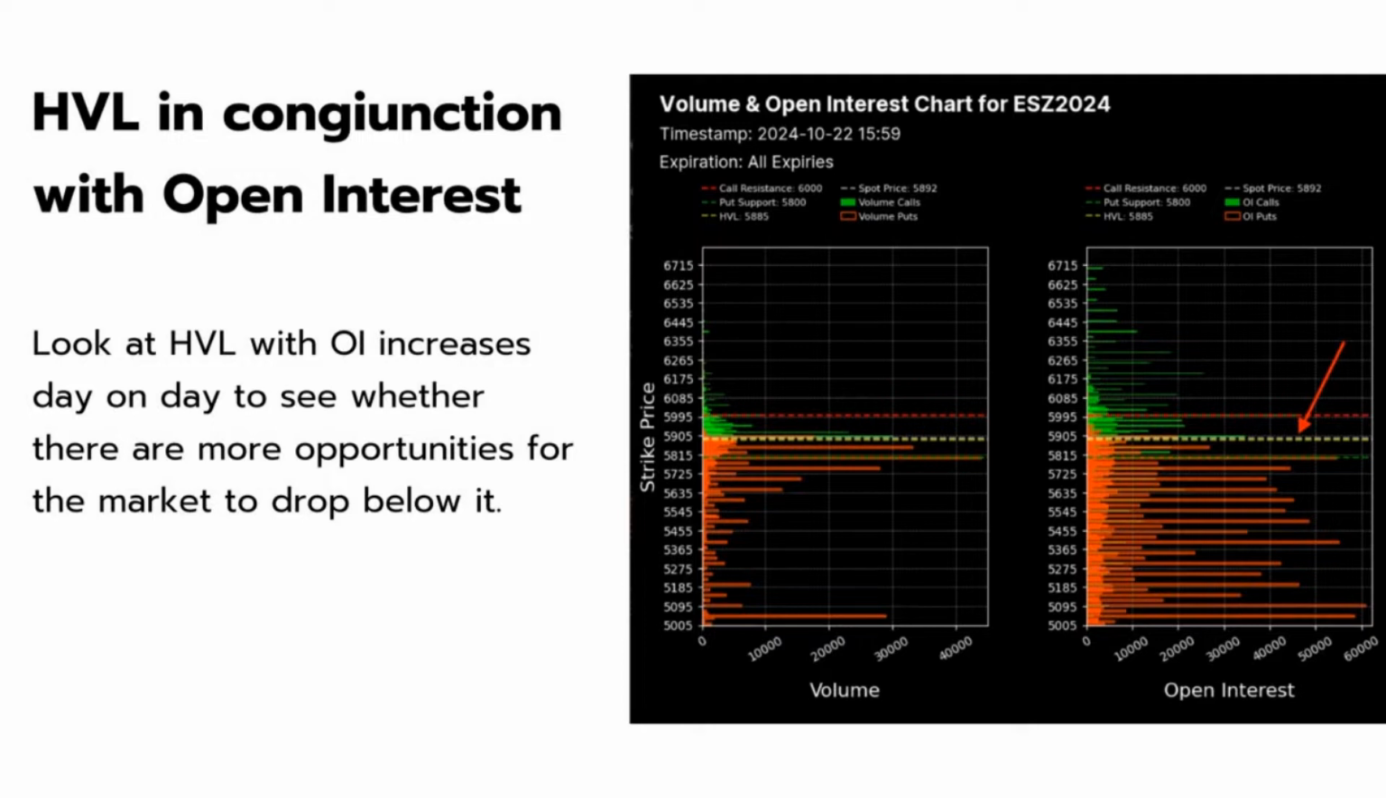One thing we need to do is look at the high vol level with the open interest. We want to see, for example, if we've seen an increase of open interest day by day, to see whether there are more opportunities for the market to drop below the high vol level. Here we see a lot of red, very wide bars below the high vol level on the right hand side. So you can understand where the market is positioning itself, and what happens if the price were to drop below those levels. How many option contracts are there? What could be the effect?